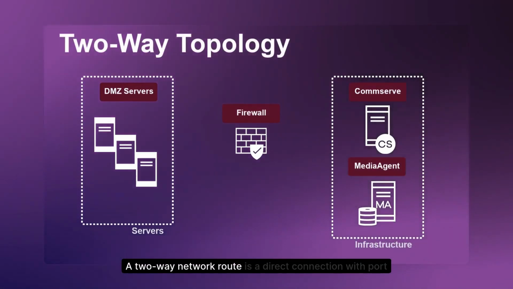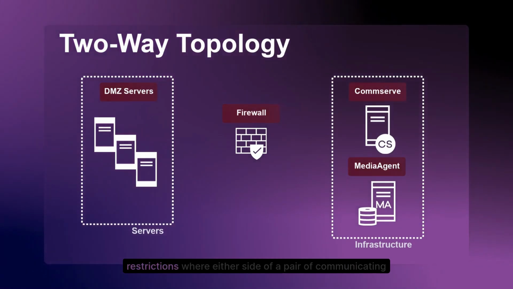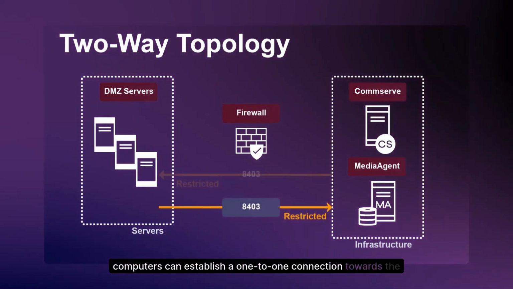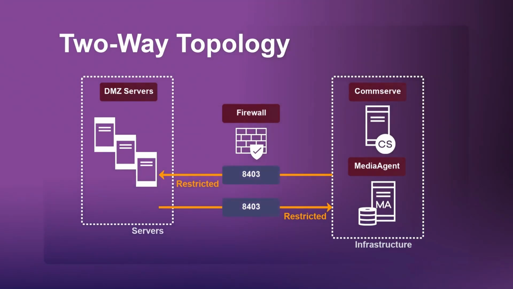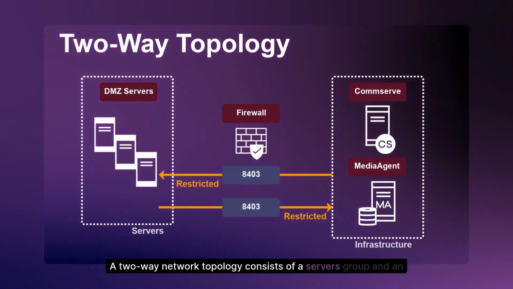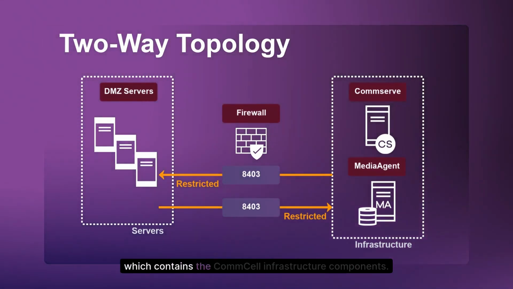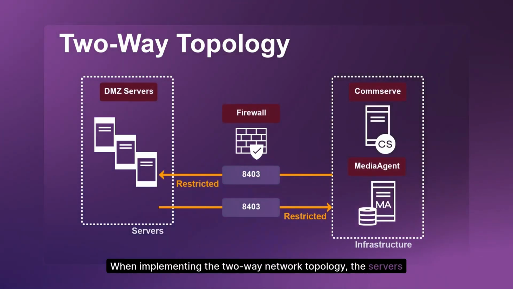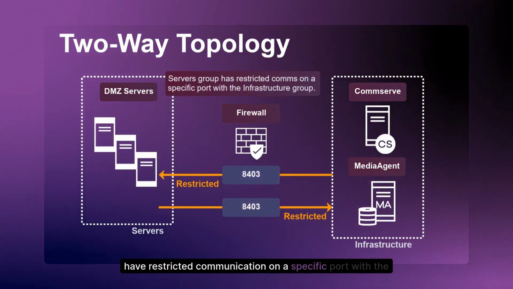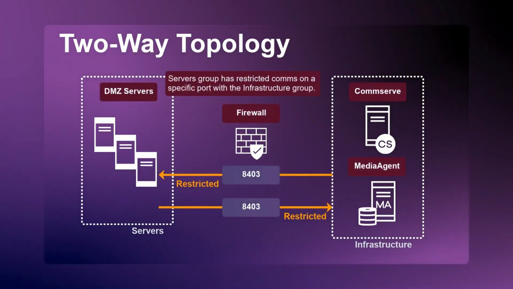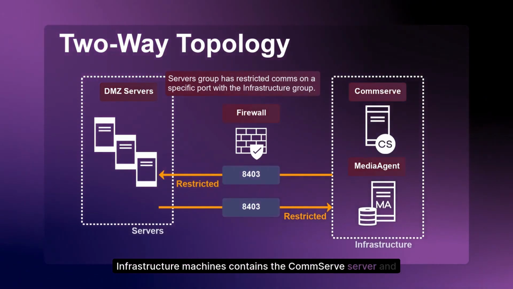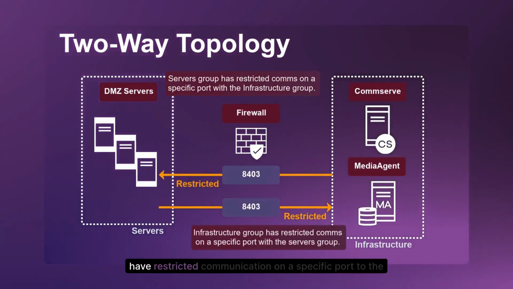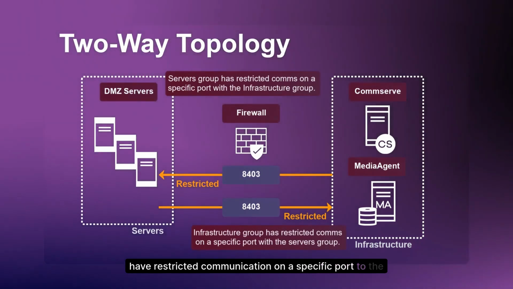A two-way network route is a direct connection with port restrictions where either side of a pair of communicating computers can establish a one-to-one connection towards the other on specific ports. A two-way network topology consists of a servers group and an infrastructure group, which contains the Commvault infrastructure components. When implementing the two-way network topology, the servers have restricted communication on a specific port with the infrastructure machines. Infrastructure machines contains the CommServe server and media agents. On the other side of the firewall, infrastructure machines have restricted communication on a specific port to the servers.